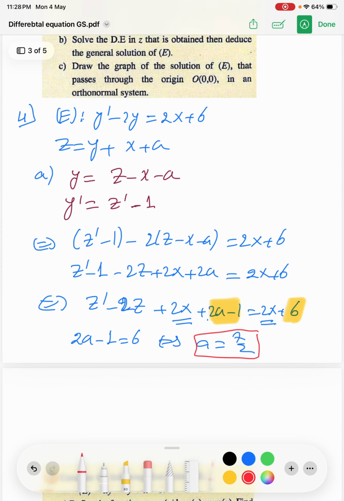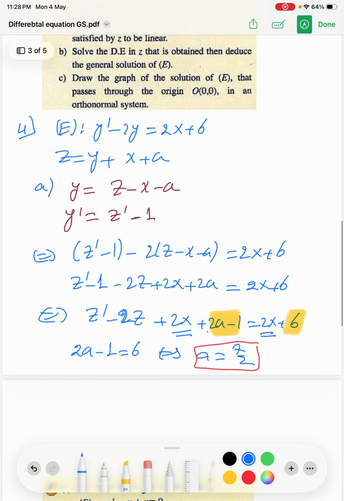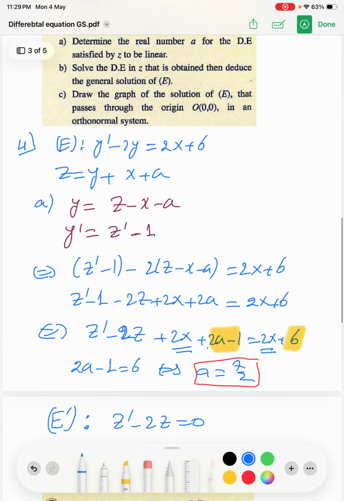And by replacing a by 7 over 2, the equation will become, we will call it, for example, E prime. E prime is z prime minus 2z equal to 0.